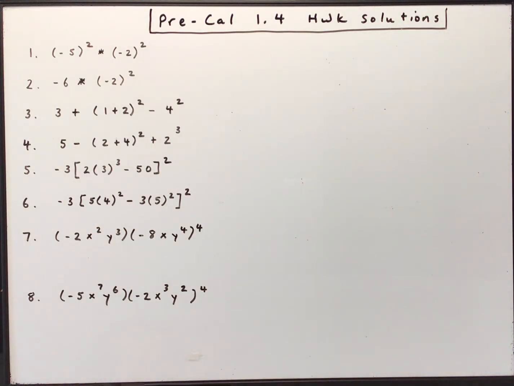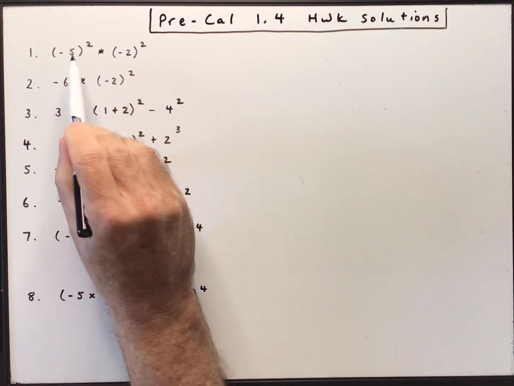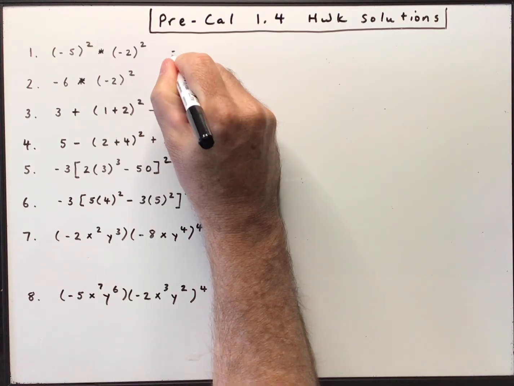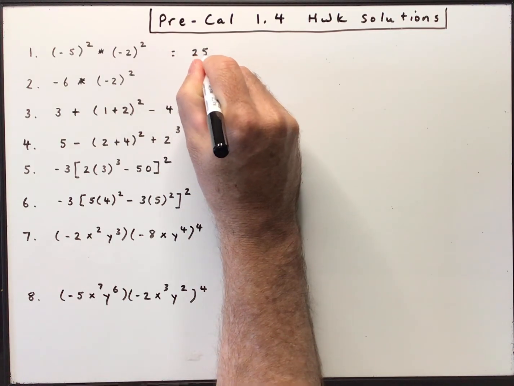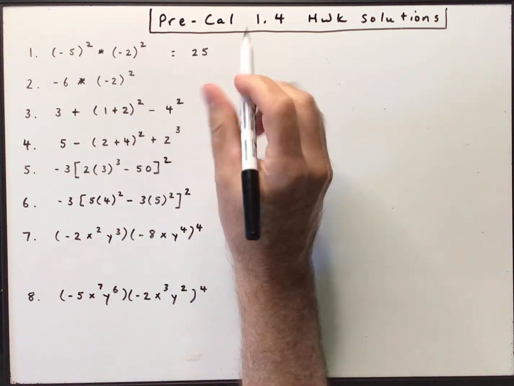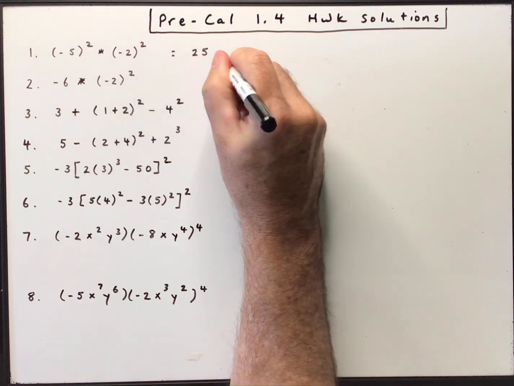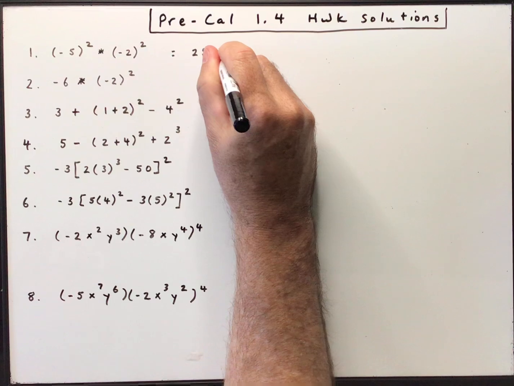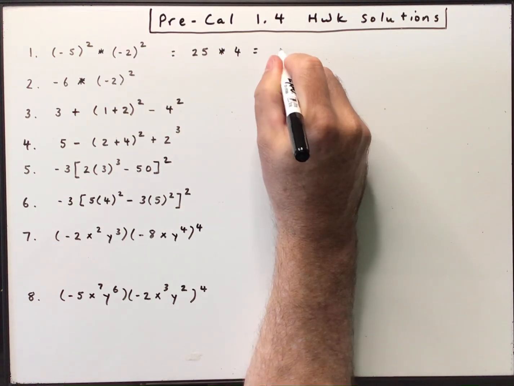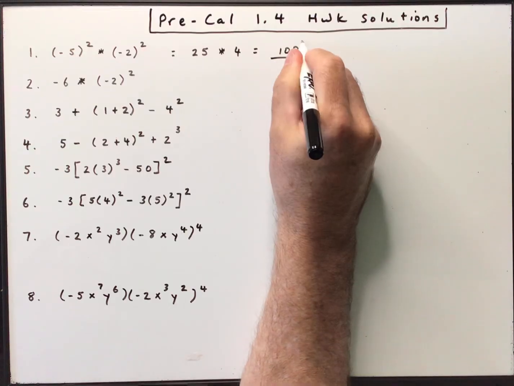Here we go. This lecture is really, in a lot of ways, about order of operations. So -5 in parentheses all squared would give you 25. I'm going to do all of these without a calculator. And then -2 squared is going to be 4, so times 4. So that is going to be 100.